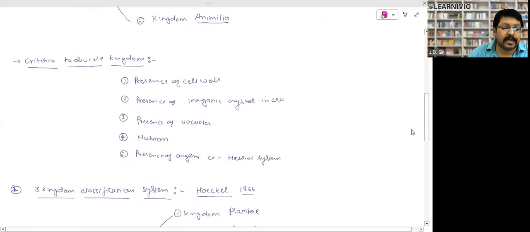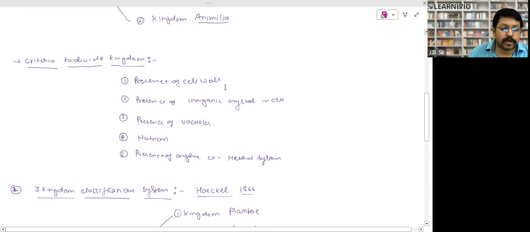What was the criteria behind the classification? How did he separate plants from animals? The first criterion was the presence of a cell wall. That is important. This can be a question for your school exam: the criteria behind dividing the two kingdom classification system by Linnaeus.